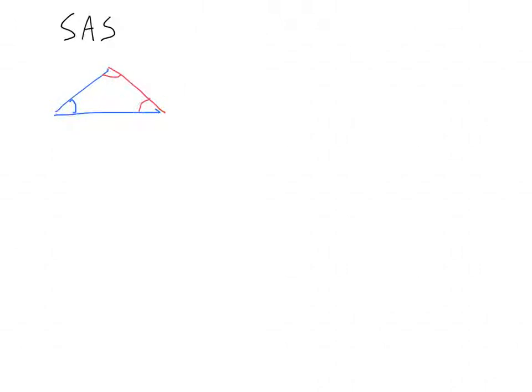I also can't use it for SSS, which is also not that tricky to conceptualize because I don't have any angles. I need angles to use law of sines. If I only have sides, with law of sines, we're out of luck. So SAS and SSS can't use law of sines, and that's where law of cosines comes into play.